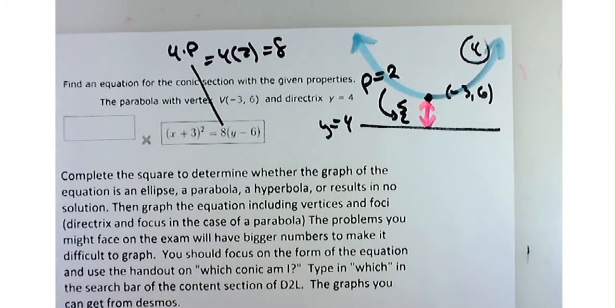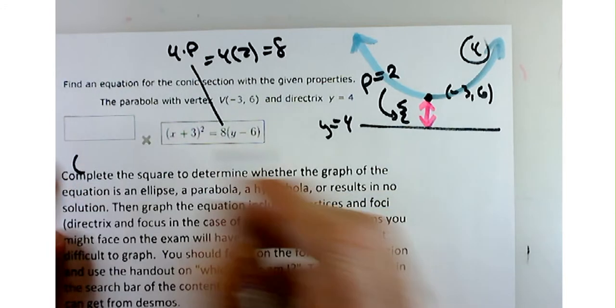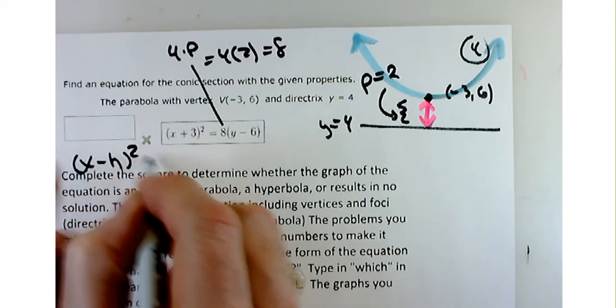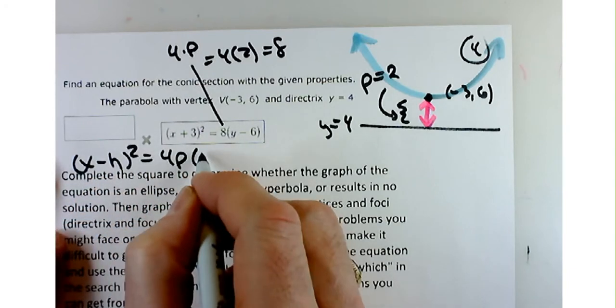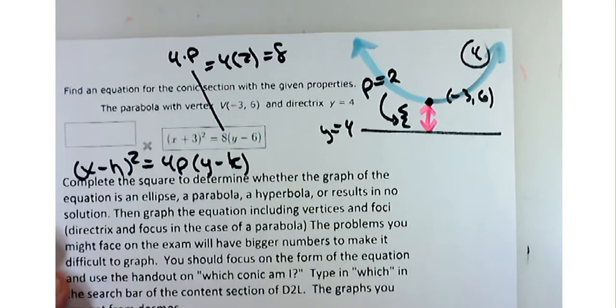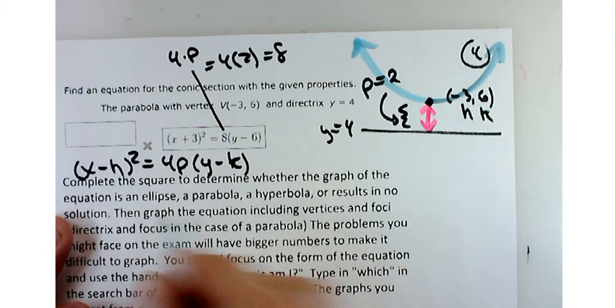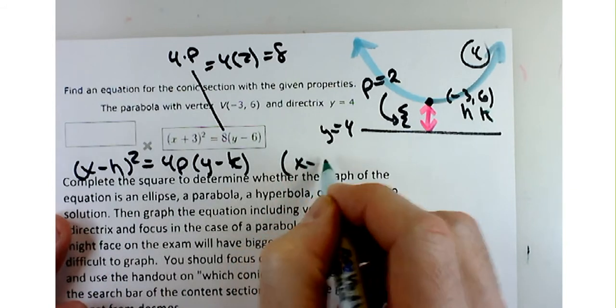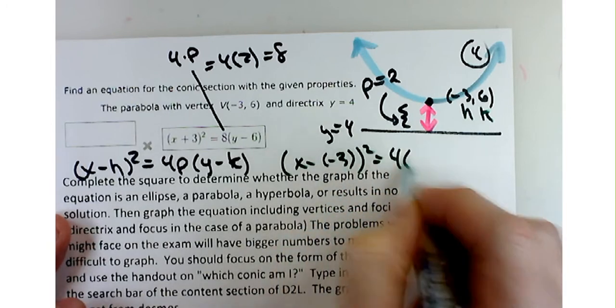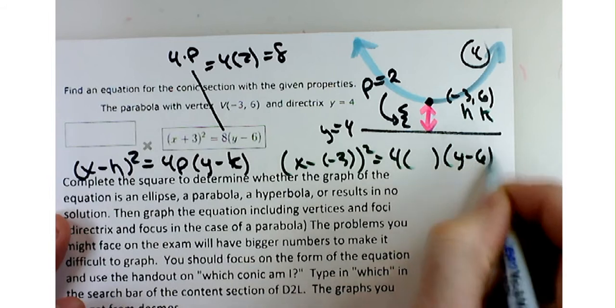So if it opens up, which term is going to be my squared term? The x squared term or the y squared term? It has to be a parabola in x squared. So it's going to be x minus h squared equals 4 times p times y minus k. H and k are going to be your vertices. So I know that. That's my h and that's my k. So it's going to be x minus -3 squared equals 4 times p times y minus 6.